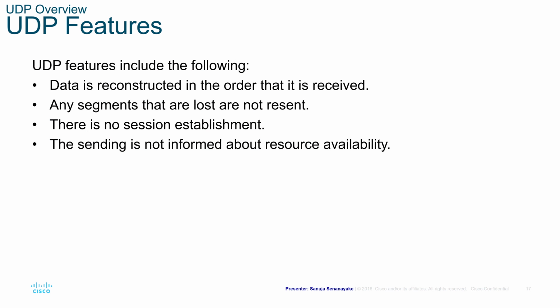UDP features include that data is reconstructed in the order that it is received, and any segments that are lost are not resent in UDP. There is no session establishment, which we have in TCP. The sender is not informed about the resource availability. So these are key features in UDP. If you contrast TCP with UDP, you can already see the differences by just looking at this list.